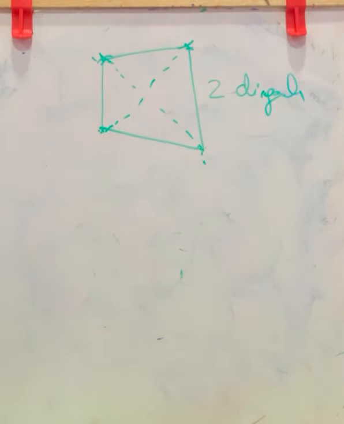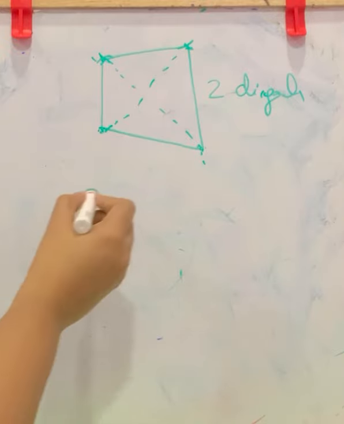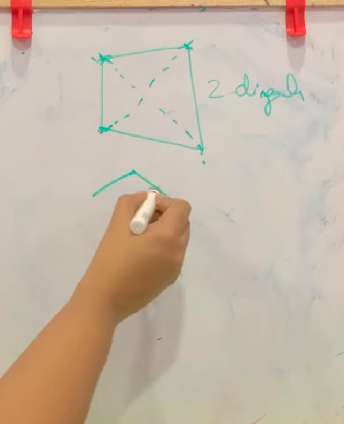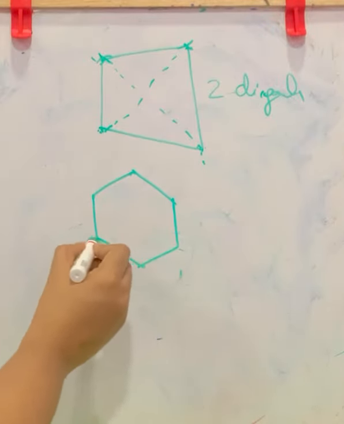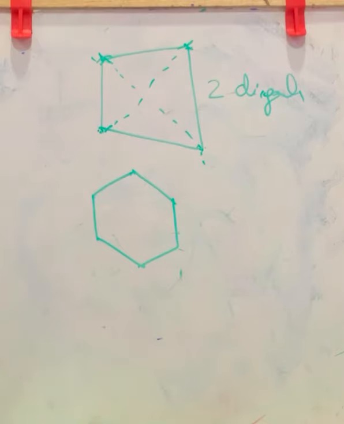Next, a regular hexagon. Hexagon means how many sides it will have? 6 sides. So let us draw a regular hexagon. Regular, the word meaning is it must be equilateral and equiangular. So let us draw a regular hexagon. All the sides length must be equal.